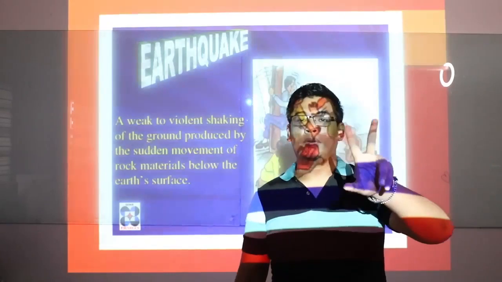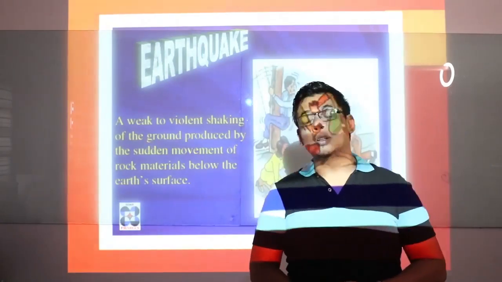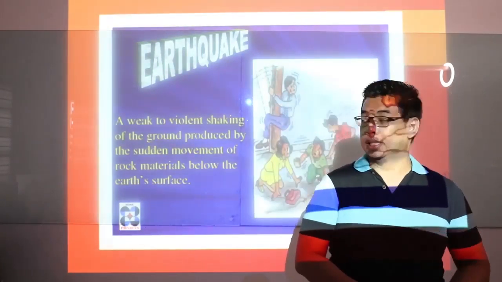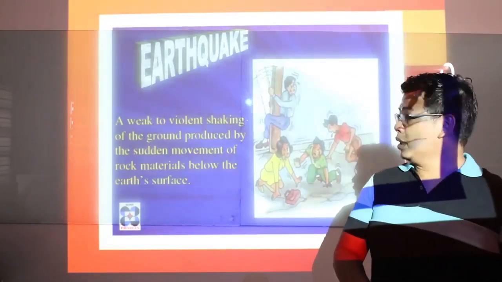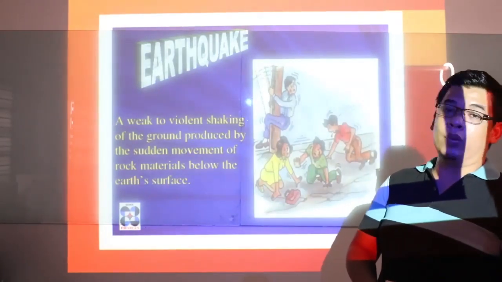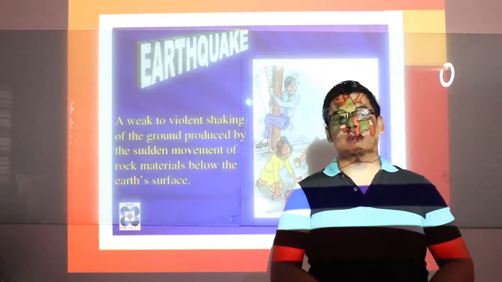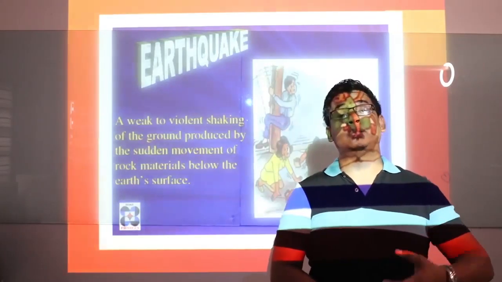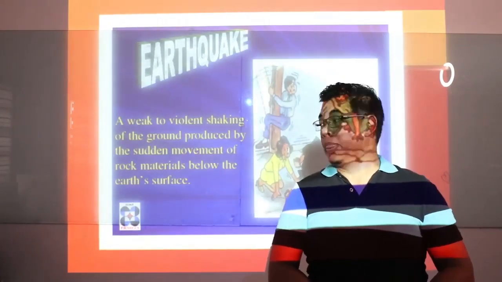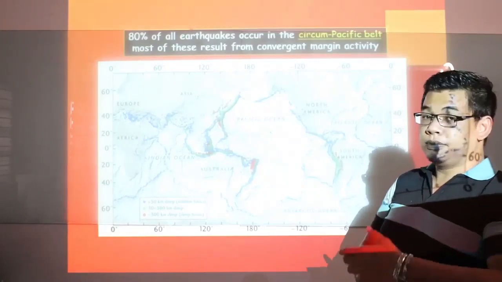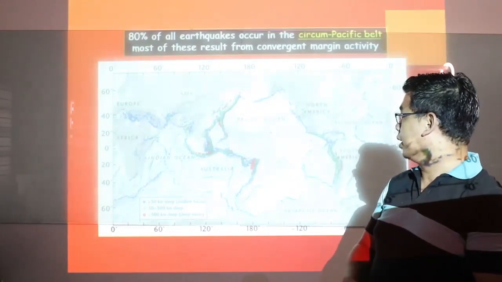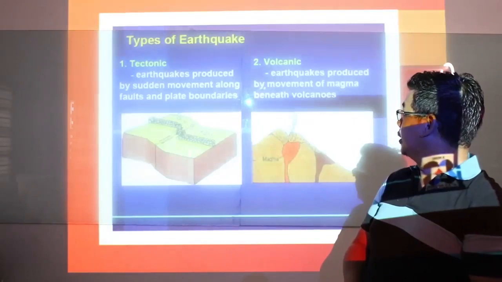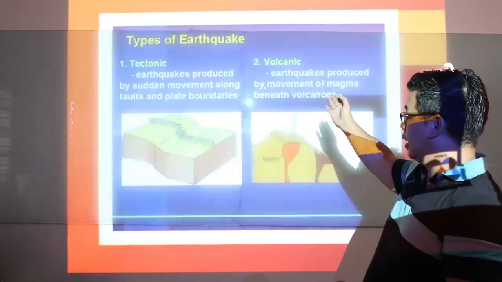Right? There are two types of earthquake. One is what we call volcanic. The other one is what we call tectonic. Now, what is an earthquake, by the way? It is what we call a weak and violent movement of the landmass due to the movement of the fault line. Right? Now, this is again the Ring of Fire related to earthquakes. So you can see the types of earthquake, tectonic and volcanic.